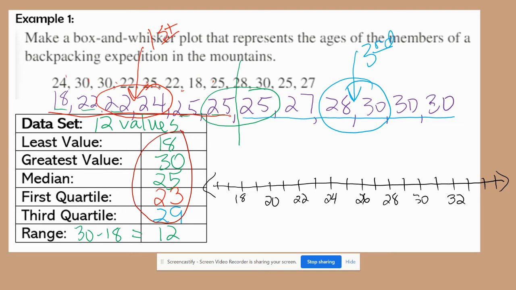I'm going to start with a dot at my least value and a dot at my greatest value, starting and stopping. Our median is 25, so I'm going to put a line at 25. Our first quartile is at 23, and our third quartile is at 29. Those 3 lines make our 2 boxes. And then we have our whiskers on either side going to those 2, what I will call endpoints for right now, of our graph. And that's our box and whisker plot.